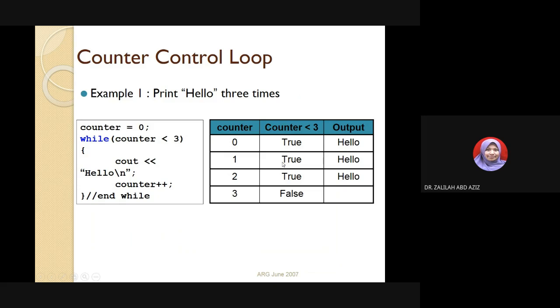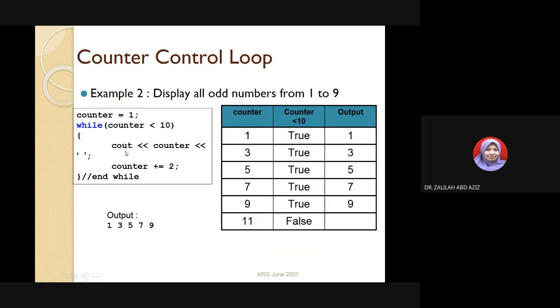Okay, if 1 less than 3, yes, so you print hello. Now counter becomes 2. Okay, true. If this is true, then it will print another hello. Now 3. Okay, is counter less than 3? No, mean false. So they stop lah. They akan jump out from the loop. So this is how you write the program to print hello 3 times by using while statement.